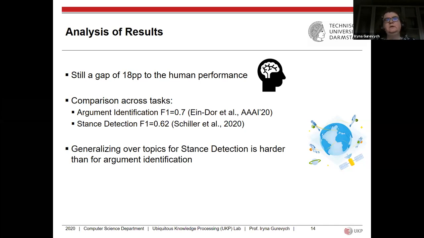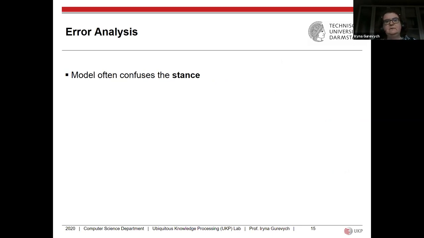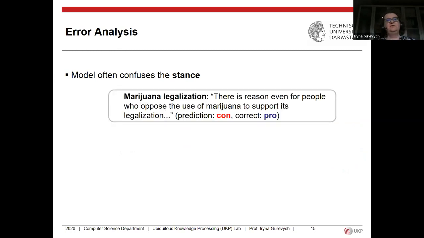So in sentiment, you might be familiar with examples like the cold cola is positive, but the cold pizza is negative. So a similar phenomenon happens here, and the analysis should be more fine-grained as compared to what we do now at the sentence level. In our error analysis, we find that the model often confuses the stance, like in "there is reason even for people who oppose the use of marijuana to support its legalization." Here, the word oppose is not used to oppose, but rather to strengthen the topic, and the stance is classified incorrectly.